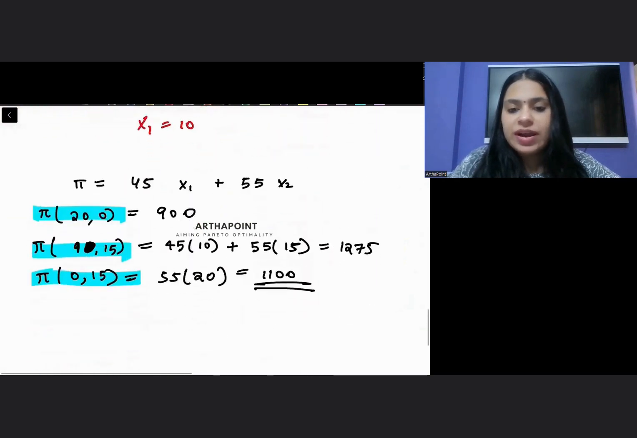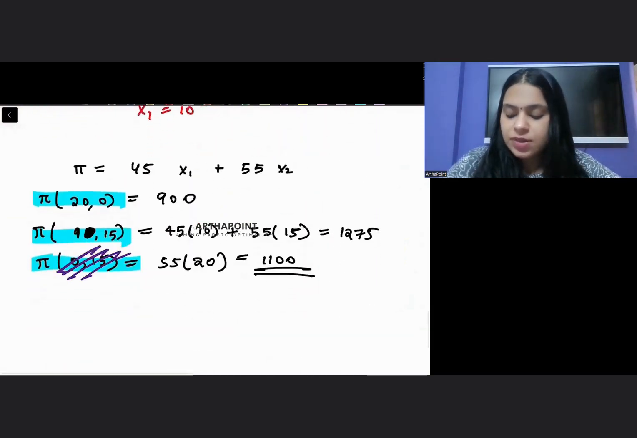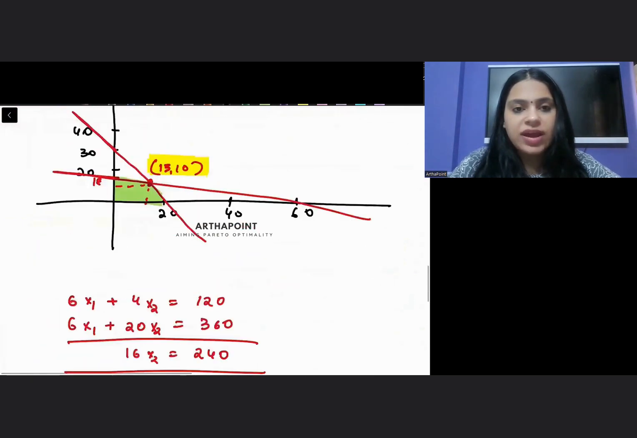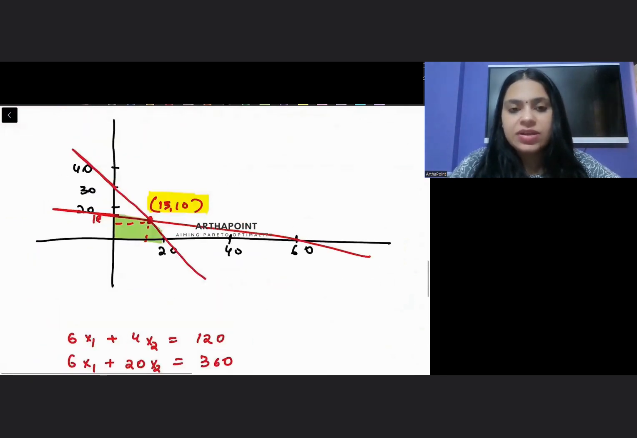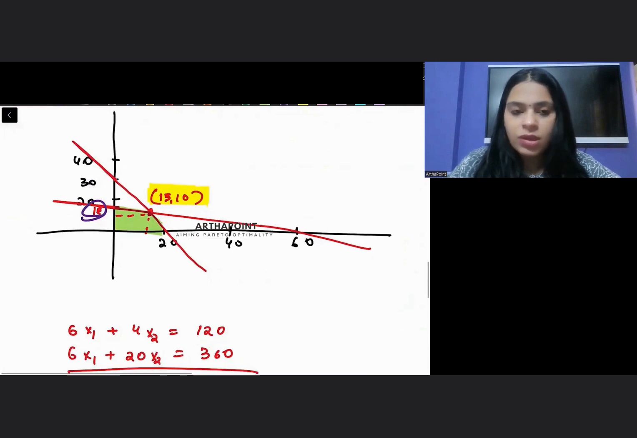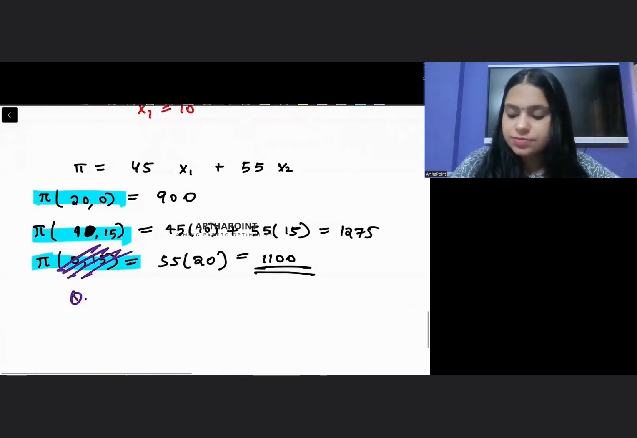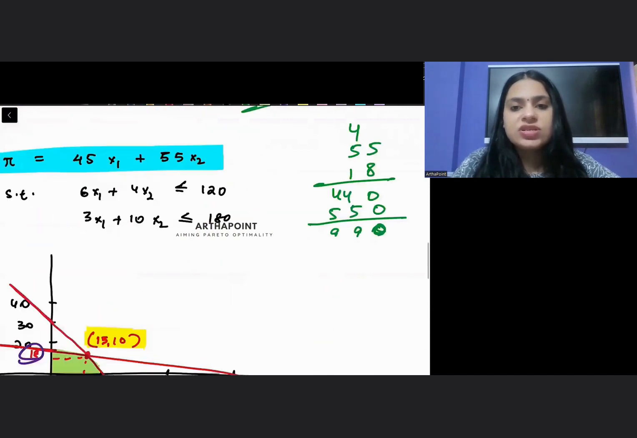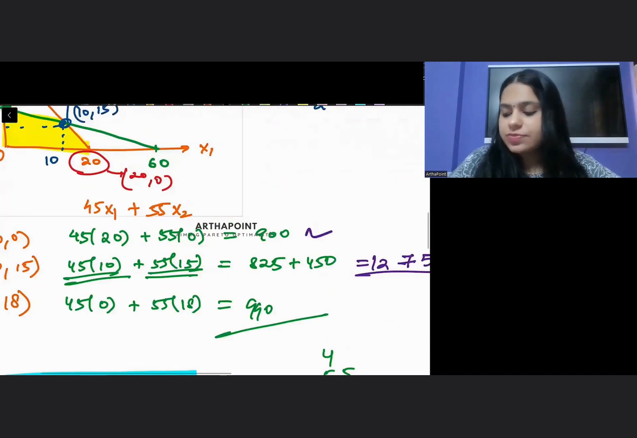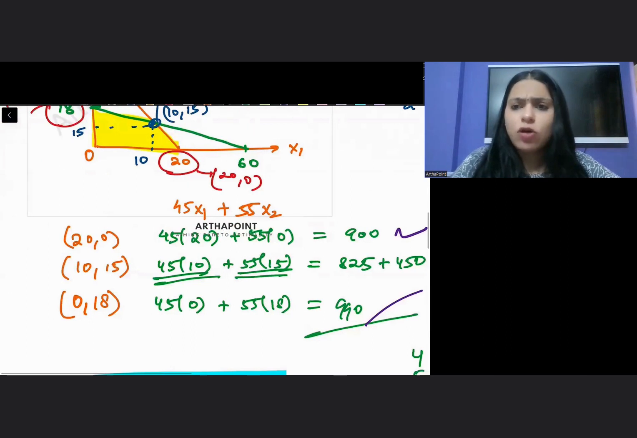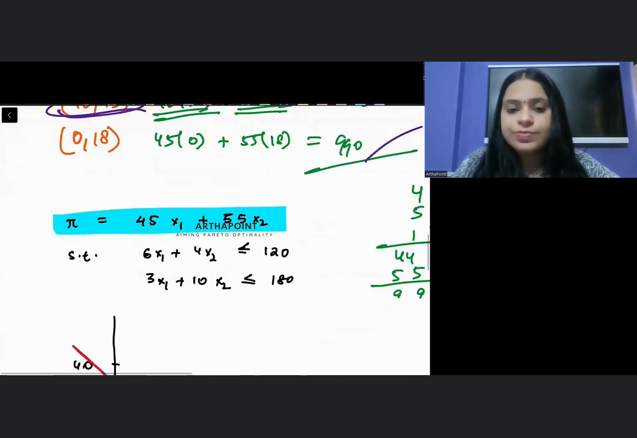I think I have written this point incorrectly here. This point we had found out as 0, 18, right? This will be 0, 18. The rest are correct. This would be 990, and profit would be maximized here anyhow.